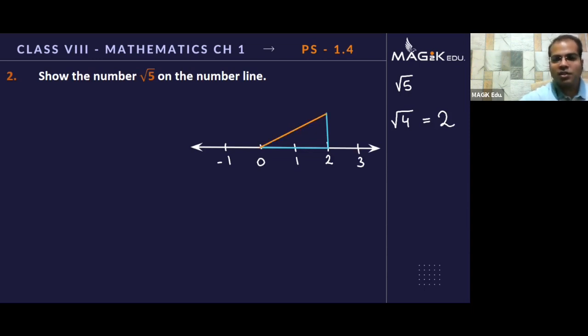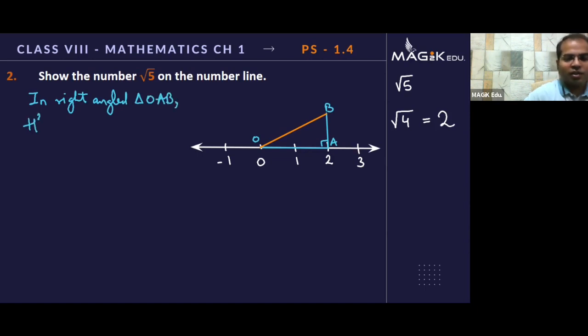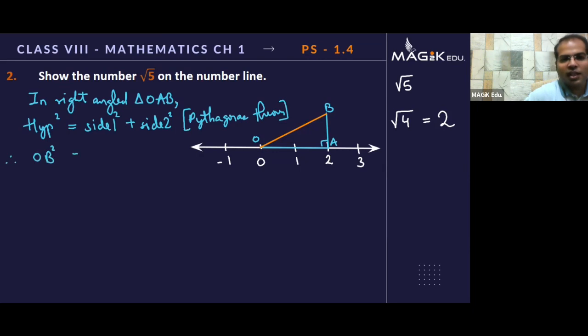So let's name it. This is O, this is A, and this is B. So what we have is a right triangle OAB. तो चलो इसके ऊपर थोड़ा सा एनालिसिस करते हैं. In right angled triangle OAB, hypotenuse square is equal to side 1 square plus side 2 square, and we achieve this by what is called the Pythagoras theorem. Now hypotenuse is OB, side 1 is OA, and the other one is AB.